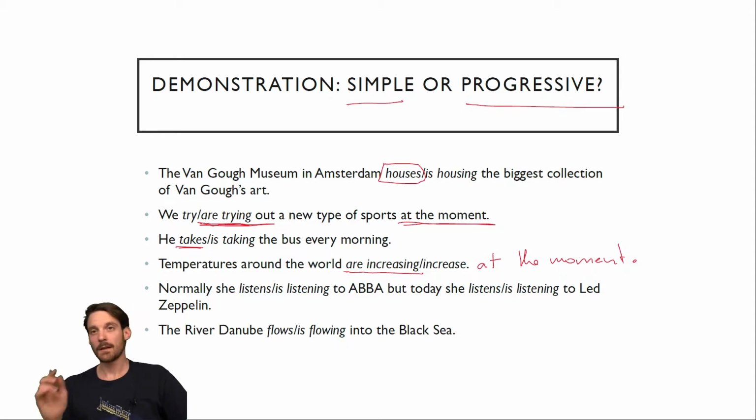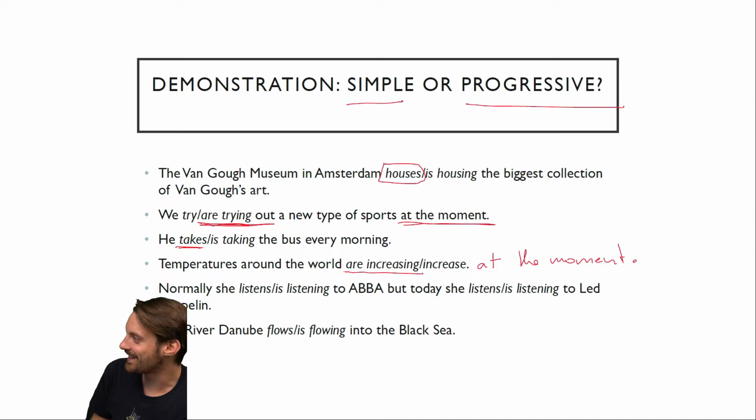And the next one is also very clear-cut. Normally she listens or is listening to ABBA, but today she is listening or listens to Led Zeppelin. "Normally" is an indicator here, which helps us to identify the aspect of the first verb we want to find out.